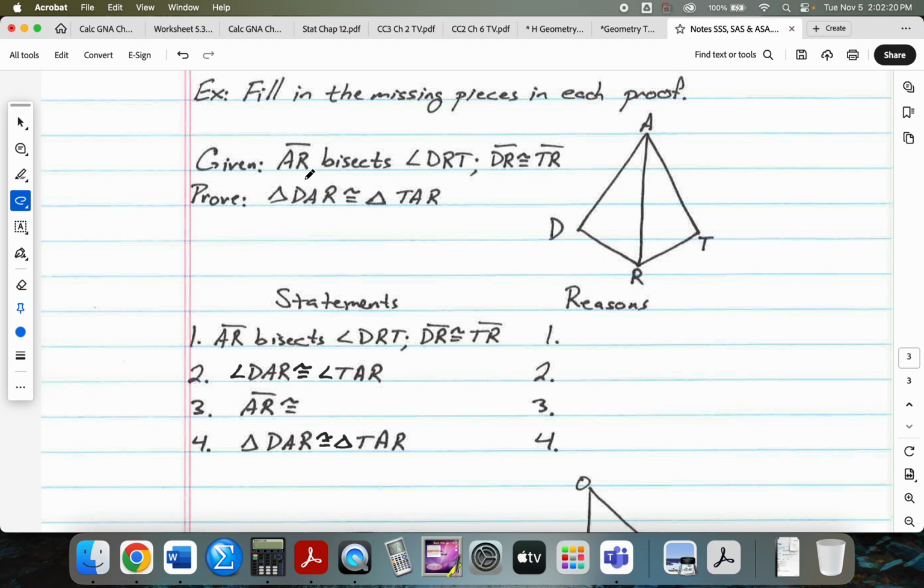So let's take a look at this one. We've got that AR bisects angle DRT, and that segment DR is congruent to segment TR. So I'll go ahead and mark the two congruent sides. For this one, I need to fill in the first given. How do I know that's true? Because it was given.